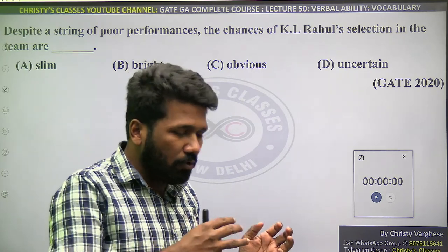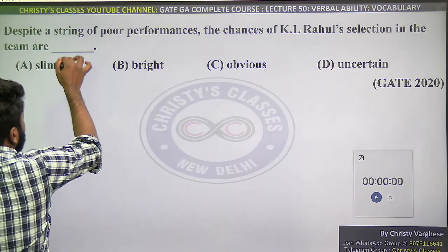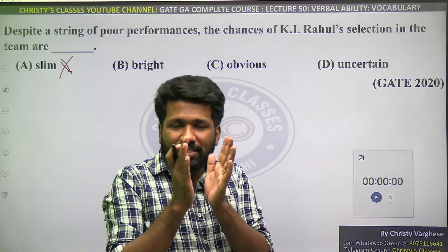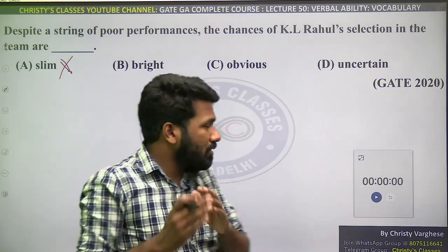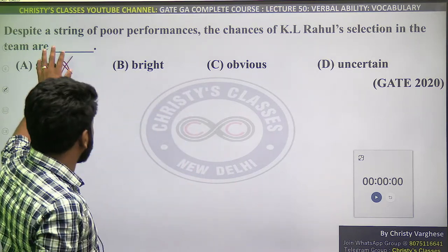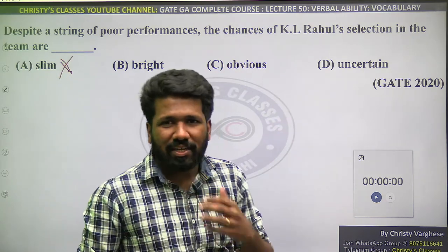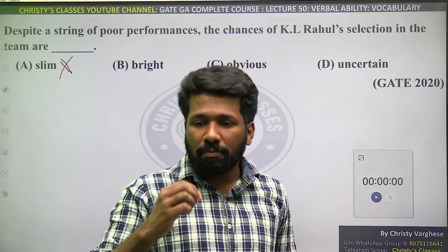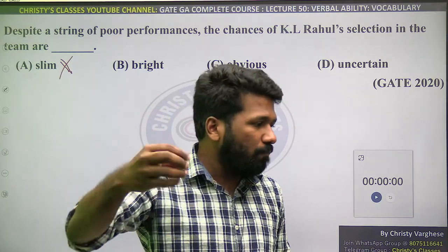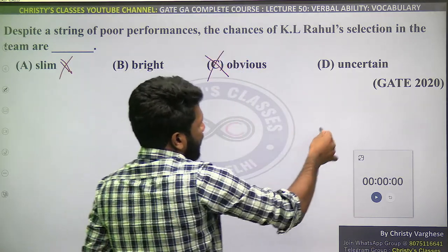Despite means even if, phir bhi uske chances hai. Slim means very less, slim person, very slim means very less. In Hindi, patla, right? So slim nahi hoga, slim means very less. Obvious does not make sense, na? Obvious means very simple or very clear. That means the obvious choice we say, na? That is not actually context mein match nahi kar raha hai.